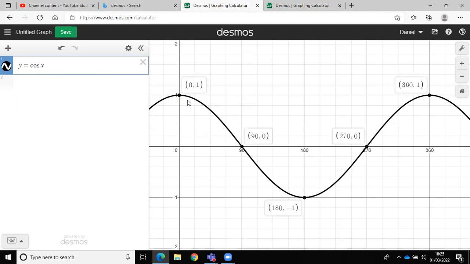If we think about it as quadrants, and we'll come back to that term later on, 0 to 90 is your first quadrant, all positive, 90 to 180, all negative, 180 to 270, all negative, and 270 to 360, all positive.